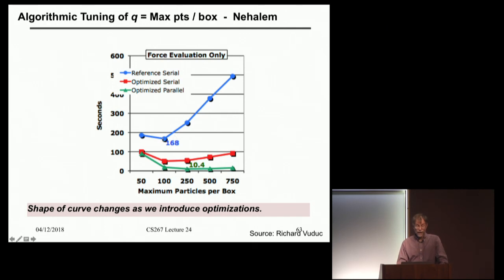So it turns out that using q equals 100, so there was 100 by 100 direct interaction, was the best thing to do in the unoptimized code, and it ran in 168 seconds, and it went all the way up to 250 or 500 for the optimized parallel code, and it ran in 10.4 seconds. So that was the right thing to do there. Just doing the direct n squared interaction is very much more efficient, and so it just does flops at a very high rate. So it was good to go down to 250 or 500 direct interactions.